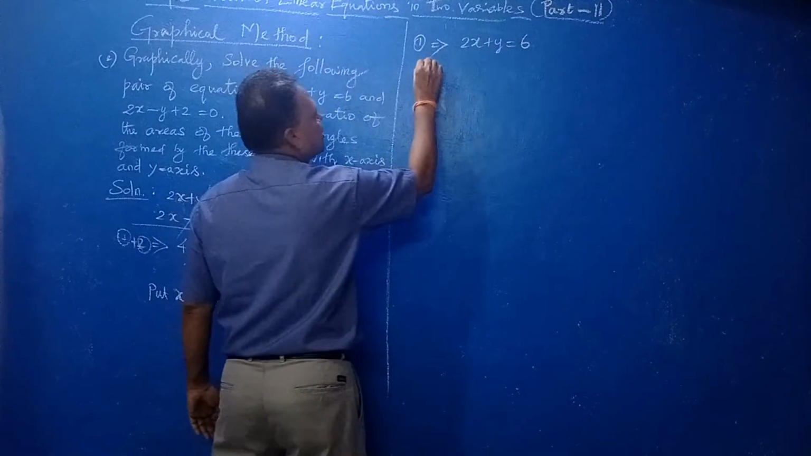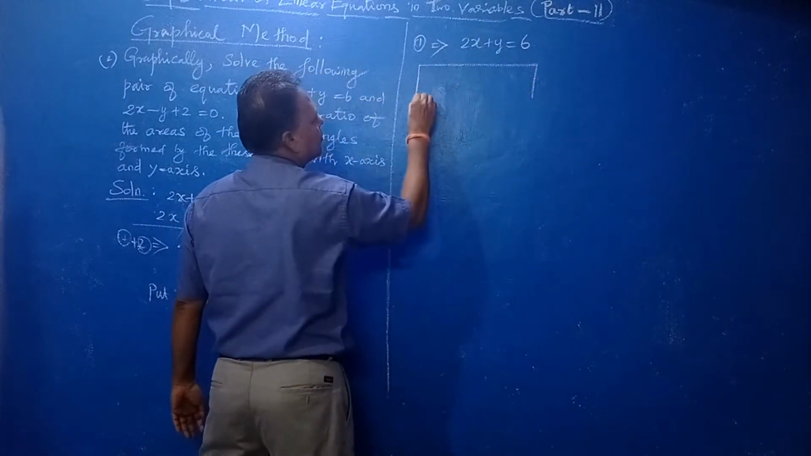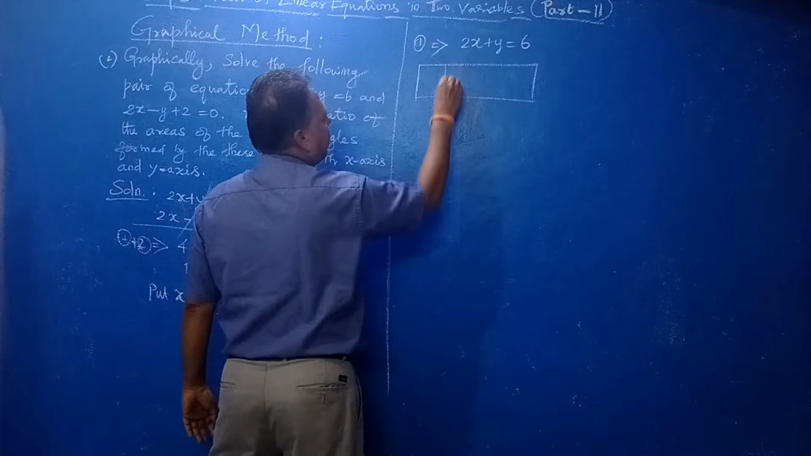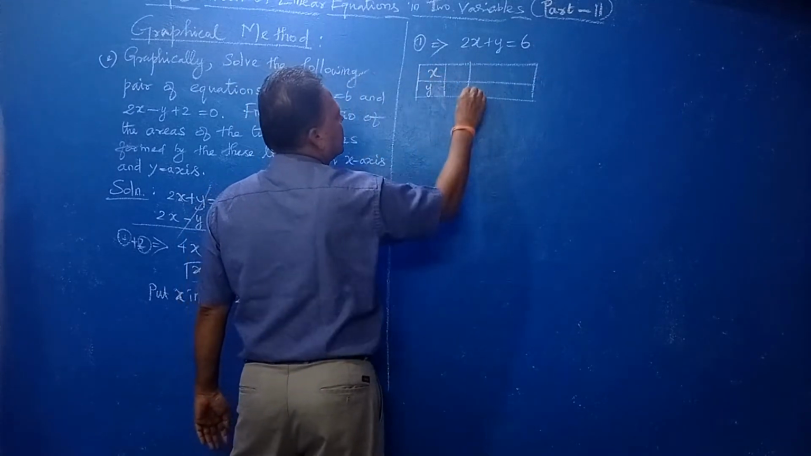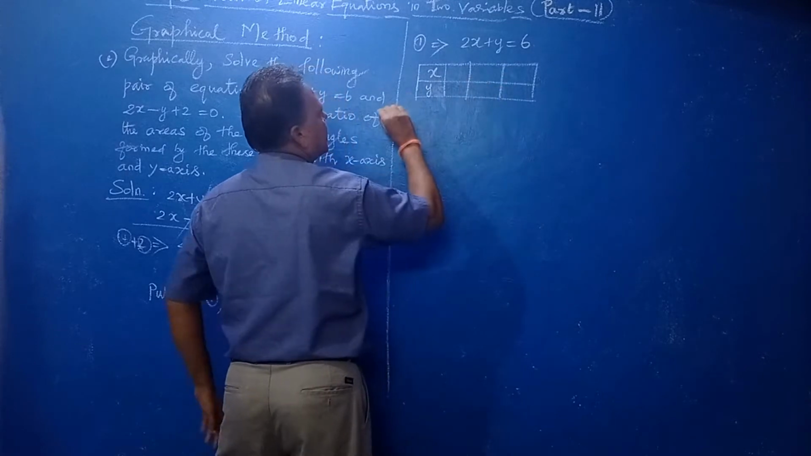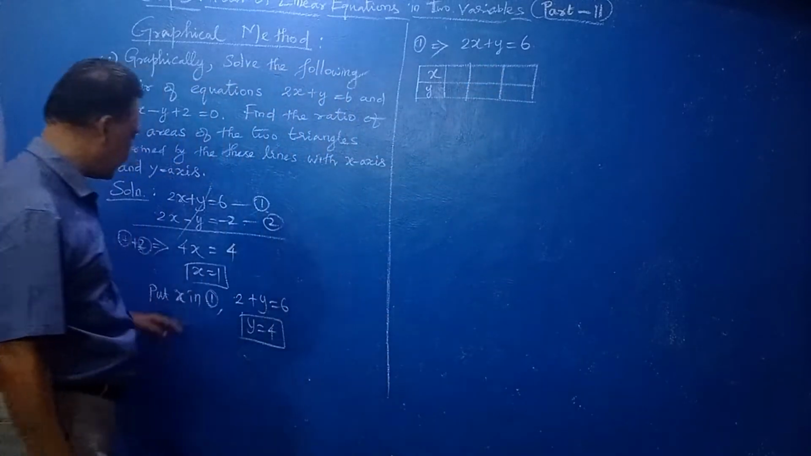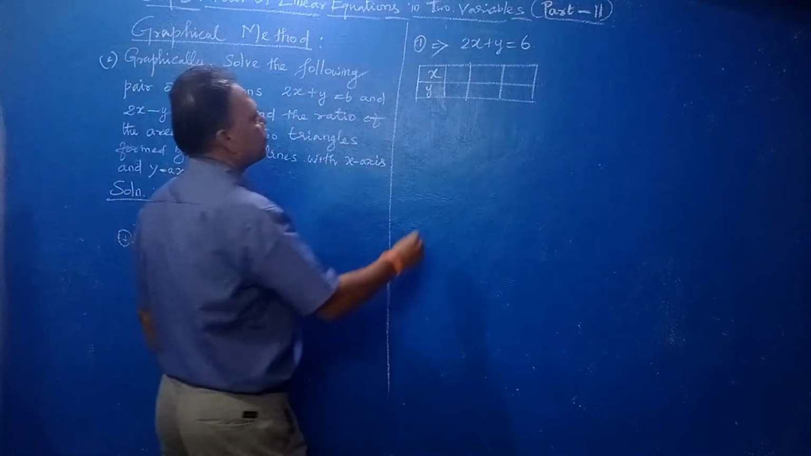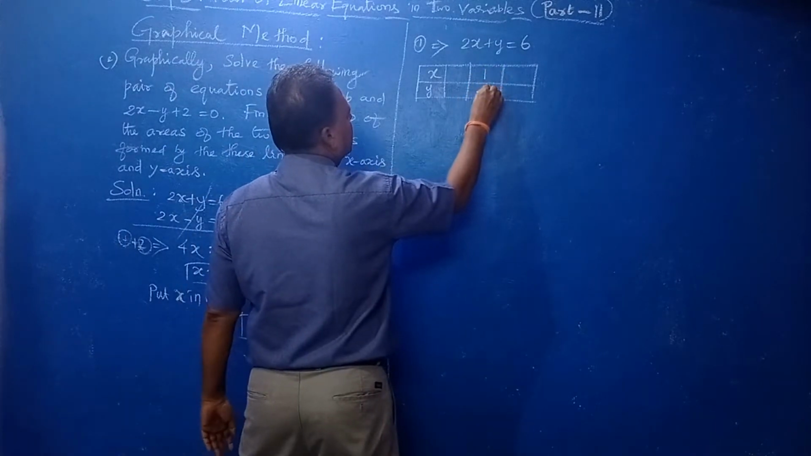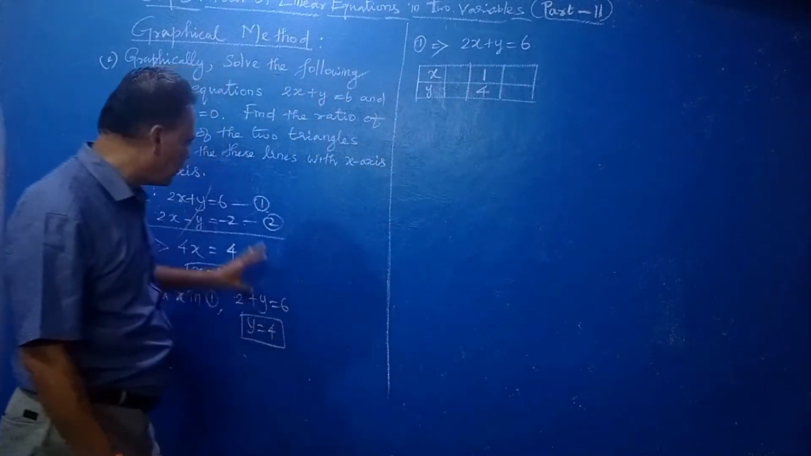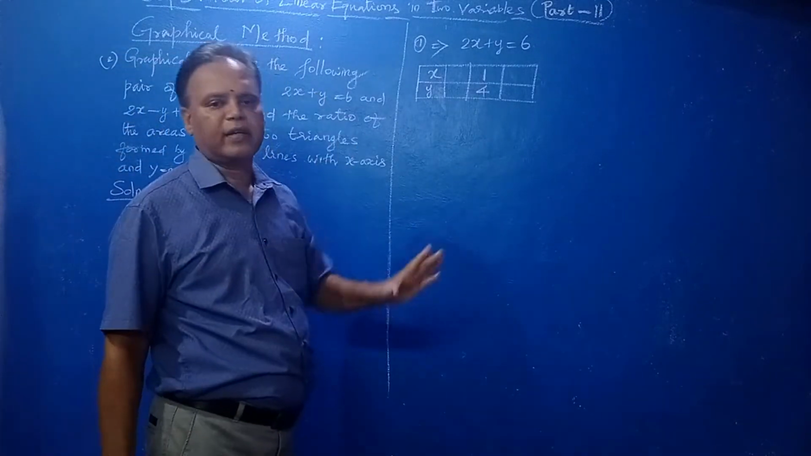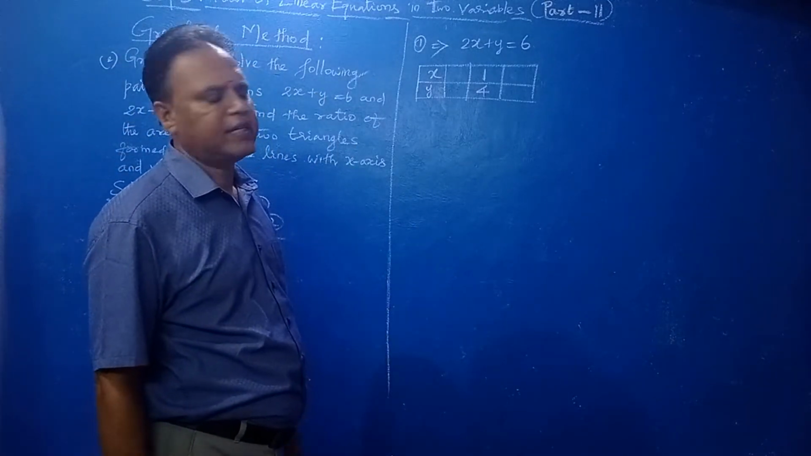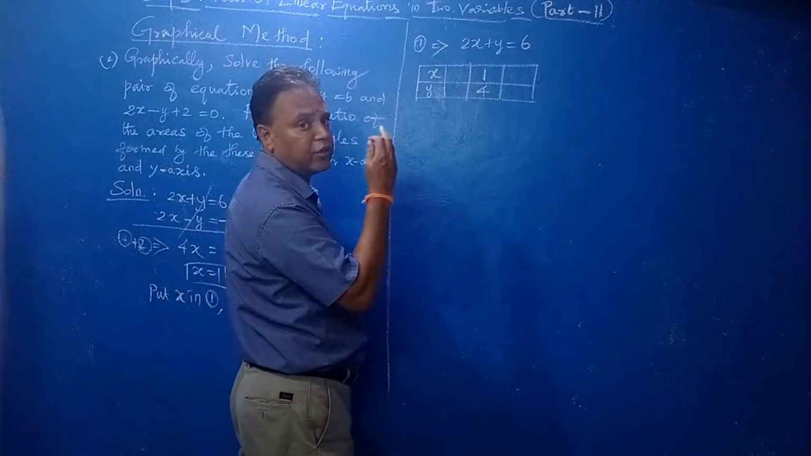Tabular column you do. Draw the tabular column. X, Y, 3 solutions. Okay, so center you write this solution. X is 1 means Y is 4. Okay, while solving you will get one pakka solution. Clear? That's why you never get mistakes. Clear? This is a very useful method.